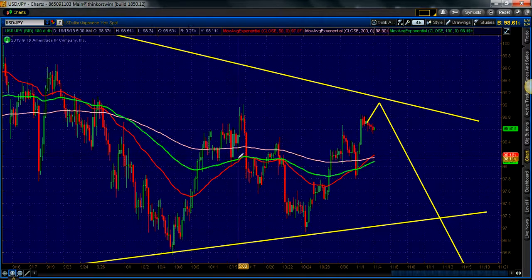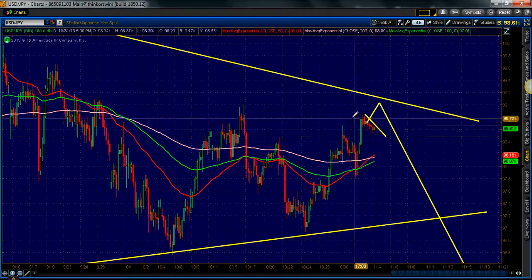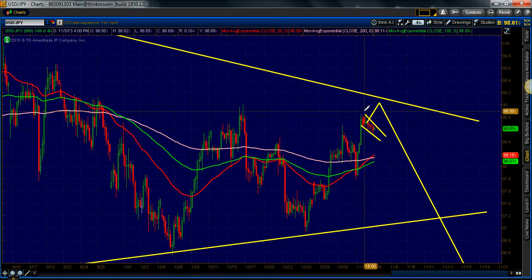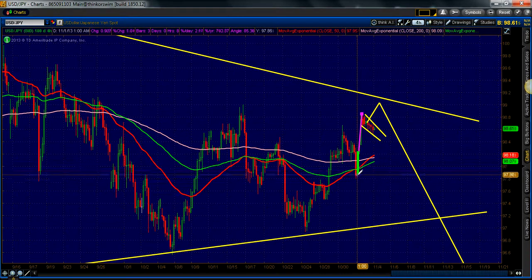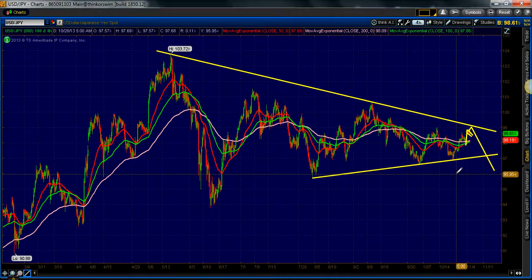One of the terrible pairs today was dollar yen. It just did nothing. Japanese holiday contributed a little bit to that. It was Culture Day in Japan. I don't know what that is, but that's what it was. We do have a bull flag setting up here on dollar yen, though I have to be honest and say I'm not looking to trade it because I am looking to sell this pair right around 99 for a retest of the bottom of this triangle at around 97.